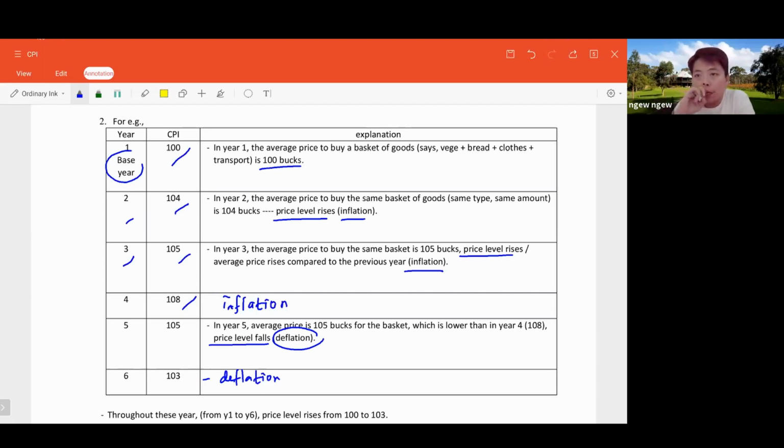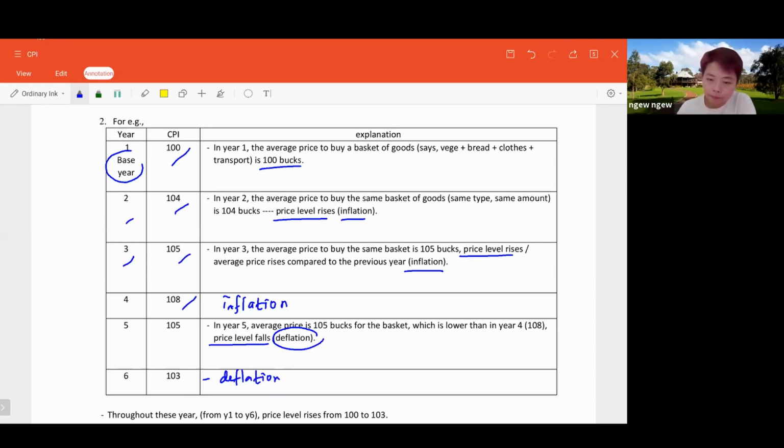In order to identify whether the country is experiencing inflation or deflation, we check year to year. This year is compared to the previous year, and the previous year to the year before that. To decide whether we are experiencing inflation or deflation, we compare with the previous year. What happened to the CPI in the previous year?